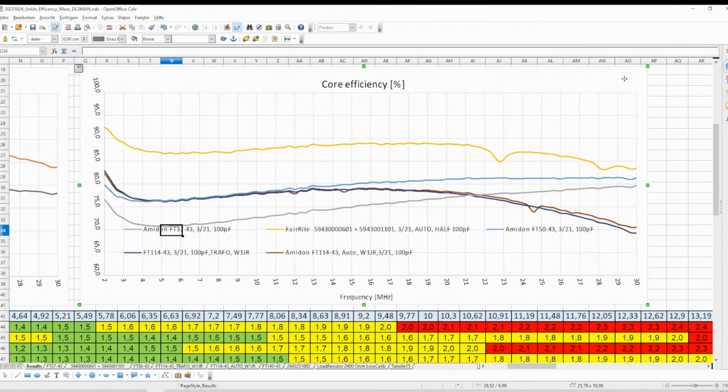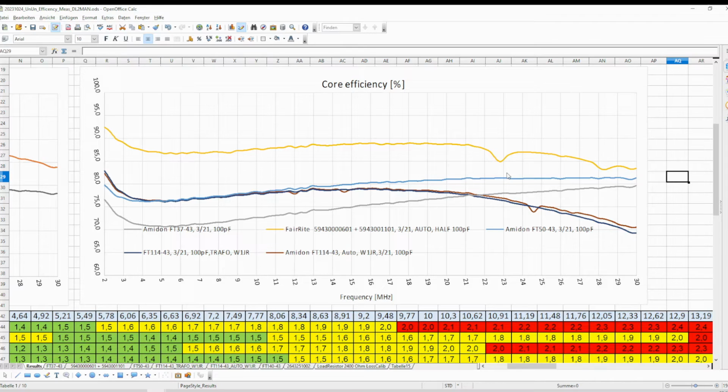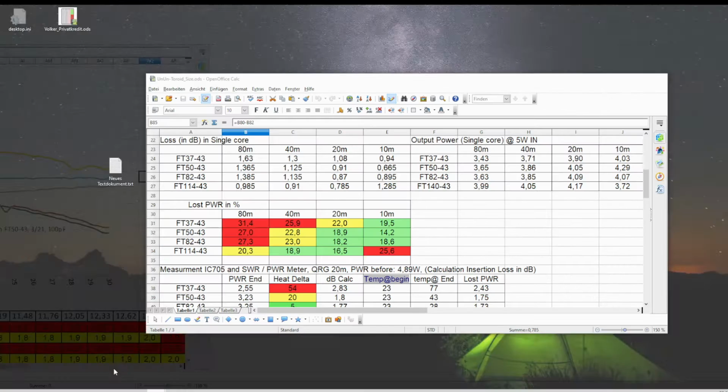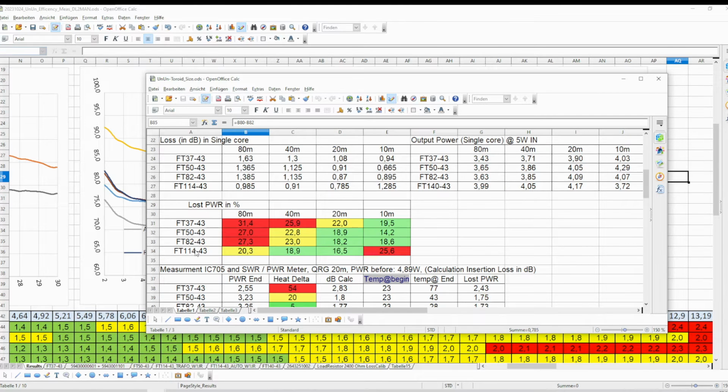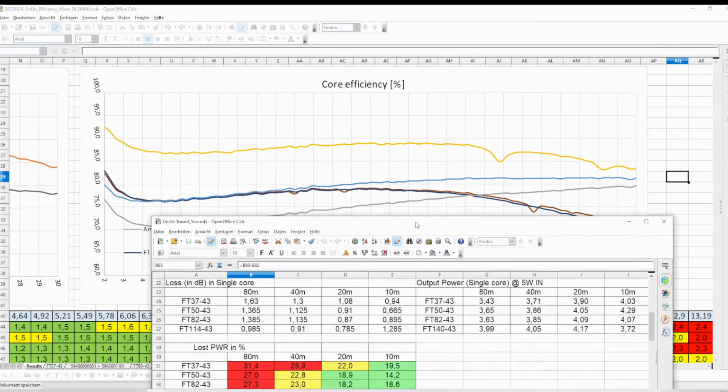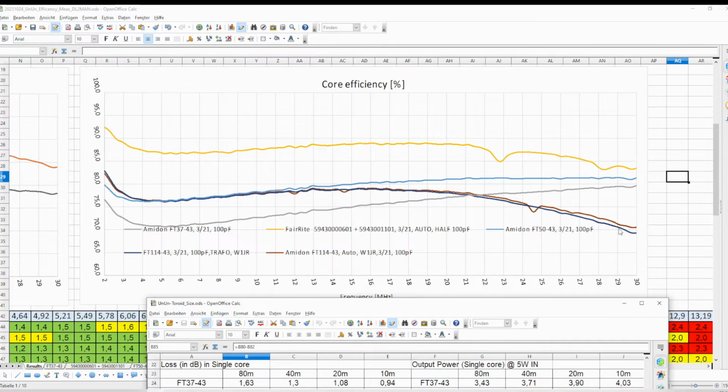while the absolute numbers do not necessarily match. I want to make you aware of that because this is a different measurement method. I don't expect that, but what I expect to happen is that the trend is the same and the curve shapes here are exactly the same as in my older measurement, because we can see that, for example, the FT114-43 was not performing good at 10 meters and not too good at 80 meters, but very well in the middle. Now let's have a look at the curve of those two.